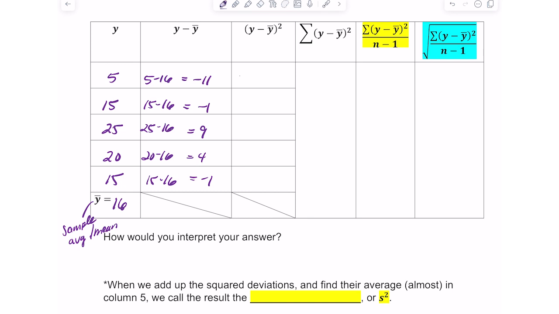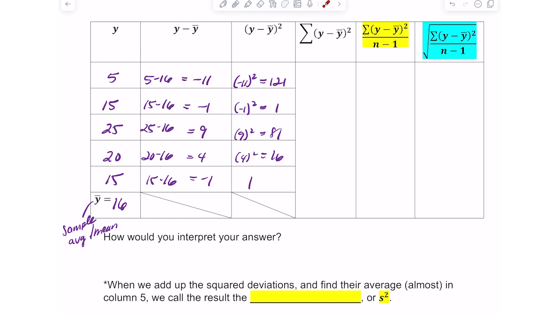But in math, there's always a catch. It's about balance. So if I square something, you can do that, but you have to undo it at the end. So now I'm going to square all those numbers. And when you square a negative, you always get a positive. Negative 11 to the second power is 121. Negative 1 to the second power is 1. 9 to the second is 81. 4 to the second power is 16. And again, negative 1 squared is 1.